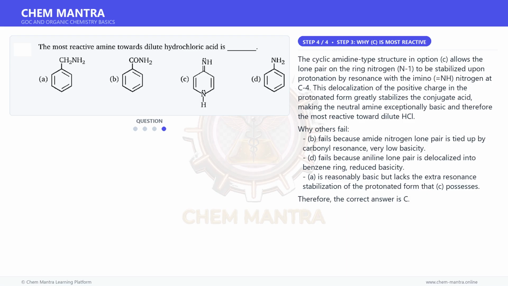Why others fail? B. Fails because the amide nitrogen lone pair is tied up by carbonyl resonance, very low basicity. D. Fails because the aniline lone pair is delocalized into the benzene ring, reduced basicity. A. Is reasonably basic but lacks the extra resonance stabilization of the protonated form that C possesses.